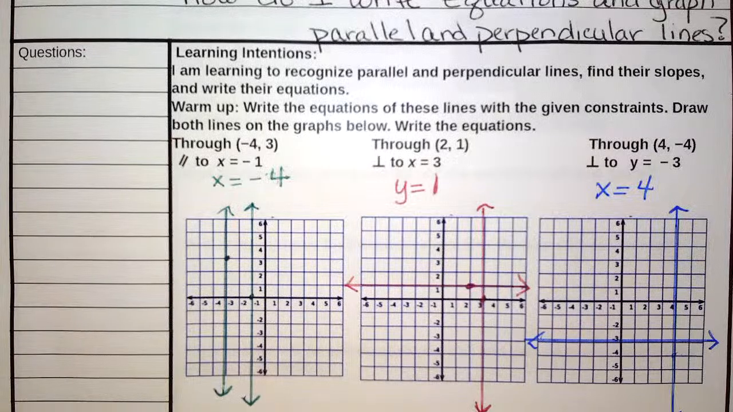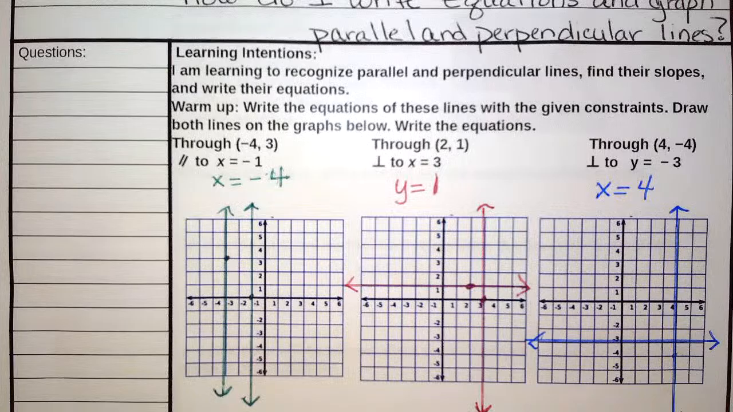So if you're looking at horizontal and vertical lines, it's really easy to find the parallel or perpendicular. If it's parallel, it will just be through the x value or the y value. If it's perpendicular, then instead of y, it becomes x, and instead of x, it becomes y.